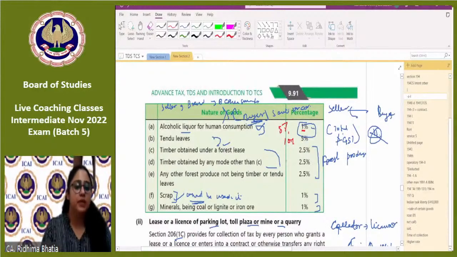Forest produce के केस में ultimate rate is coming at 5% only. Scrap के केस में 5%. Mineral और lignite ores के केस में भी 5%. Right? So if no PAN is provided by the collectee. Clear? And that 1% is for both.